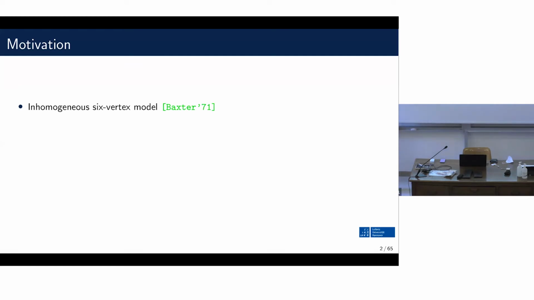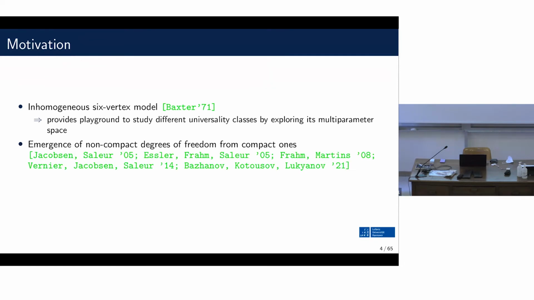The inhomogeneous six-vertex model was introduced a long time ago by Baxter. Due to the various inhomogeneities you can put at each site, you have a multi-parameter model, and you can try to tune these parameters to explore different universality classes. One interesting phenomenon observed in recent years is the emergence of non-compact degrees of freedom from compact ones.